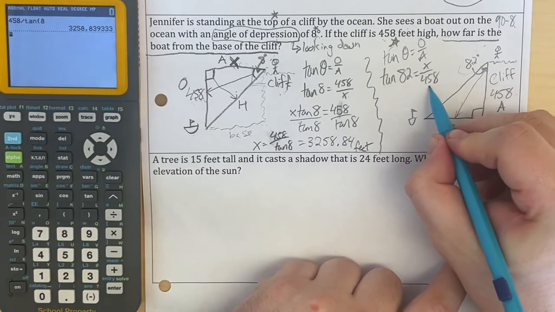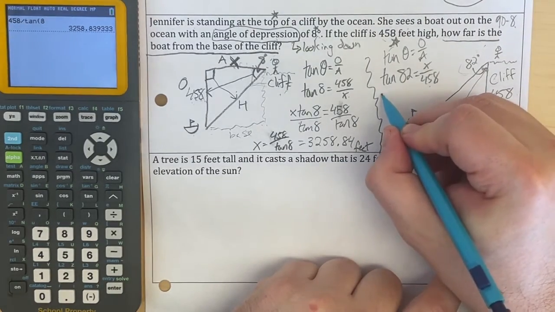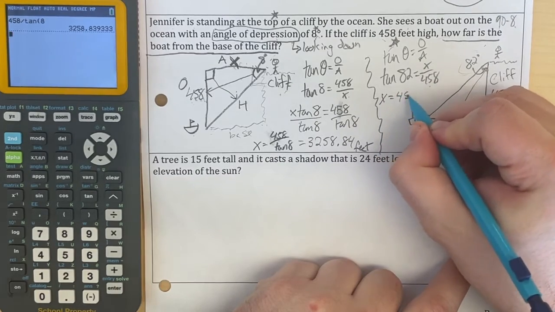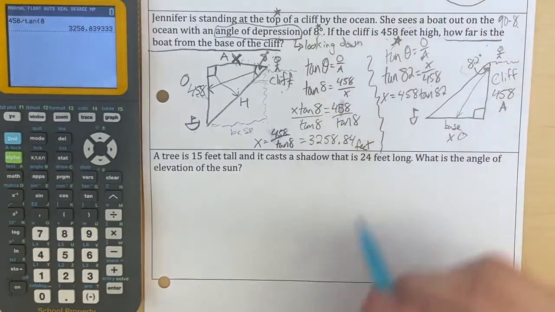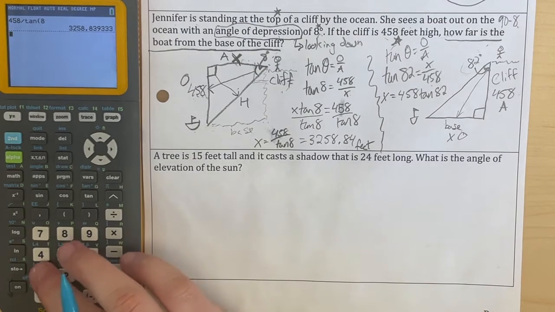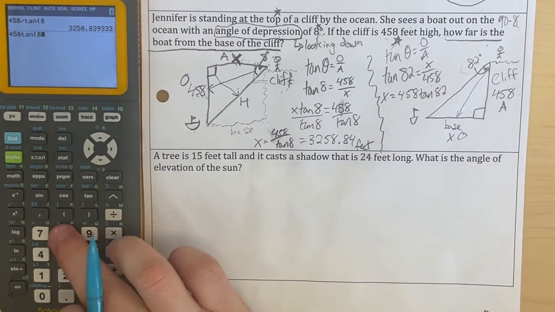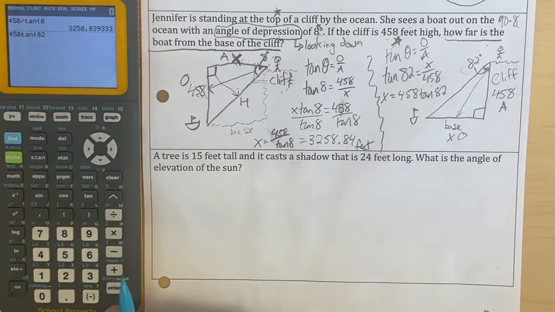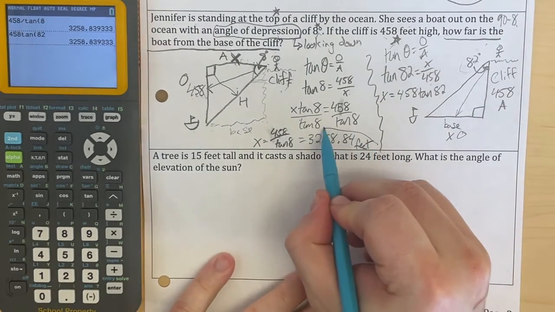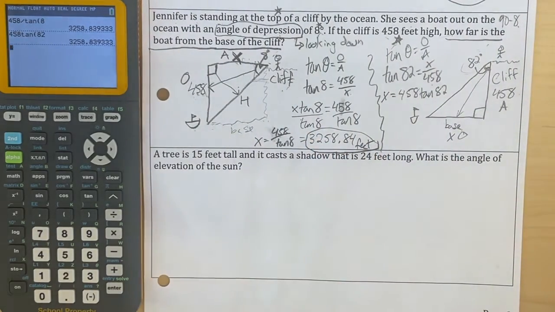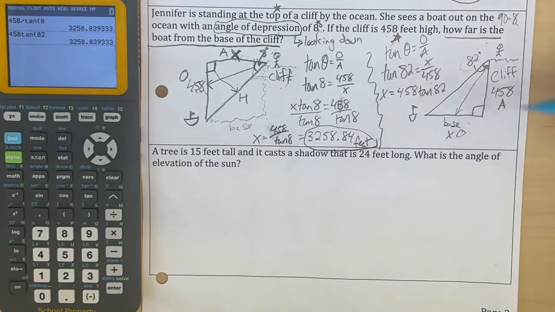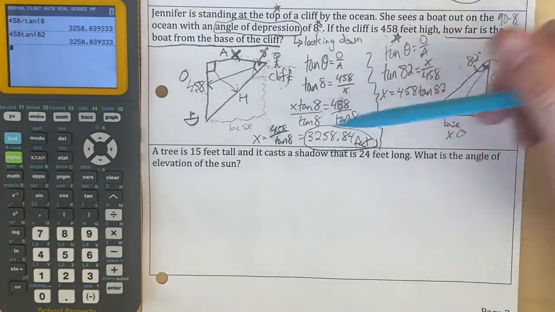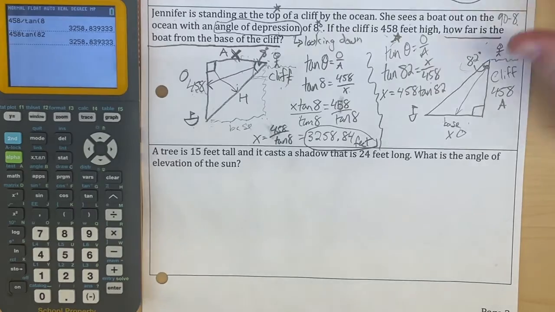Multiply both sides by 458. So I'd have x equals 458 tangent of 82. What I should get is the same exact value. I bet you it's going to be the same exact value. Boom, it is. So that way I know I'm right. So again, our answer is still 3,258.84 feet. Make sure you can draw either way. Please do ask questions on that if you have any trouble. Again, there's multiple options, but it's super simple as long as you draw it correctly.